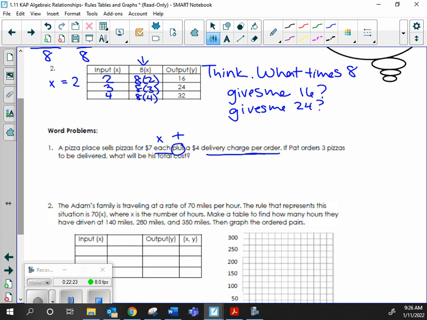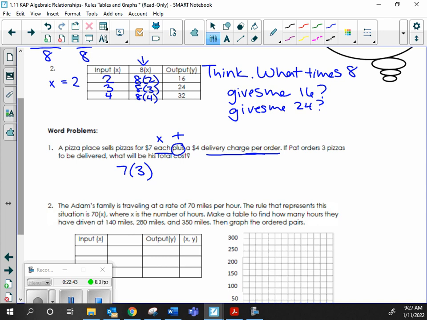So we're only really going to be multiplying times the 7, and then adding the 4 onto that. So what that looks like: $7 each pizza, and they're ordering 3 pizzas. So we need to do 7 times 3. Do we agree with that?